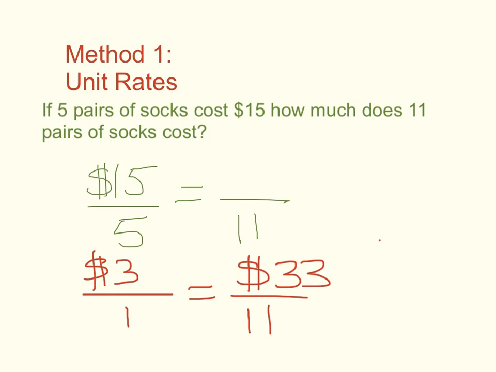So to recap the unit rates method, first, you take your rate and you find its unit rate by dividing by the denominator or the bottom number. Then you will multiply that by how many you need, which was 11, and therefore I multiplied the top also by 11.